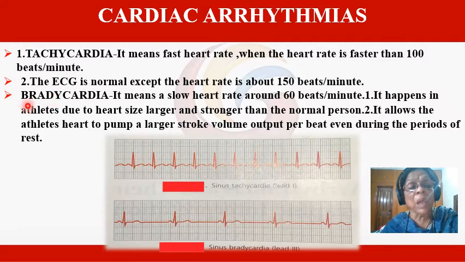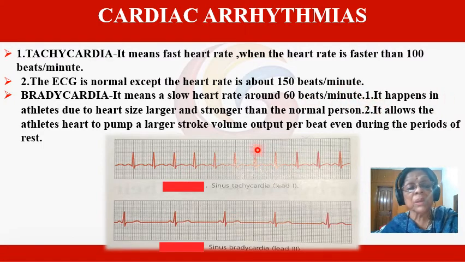Now what happens in bradycardia? It means a slow heart rate, around 60 beats per minute. The normal is 70 to 80 beats per minute. So in the case of tachycardia, it is around 150 beats per minute, and in the case of bradycardia, it is 60 beats per minute.